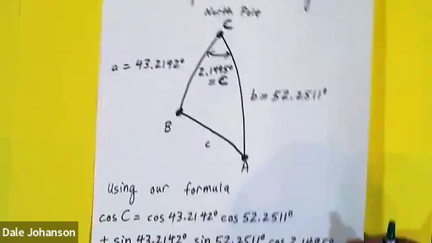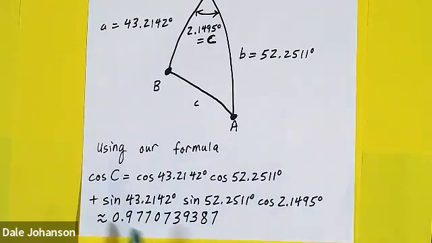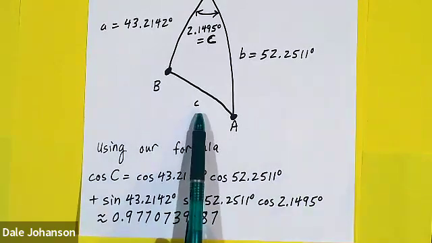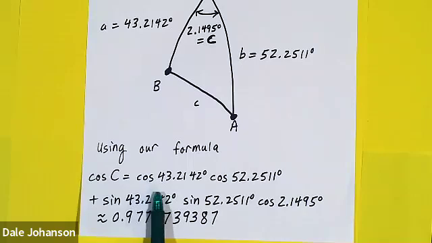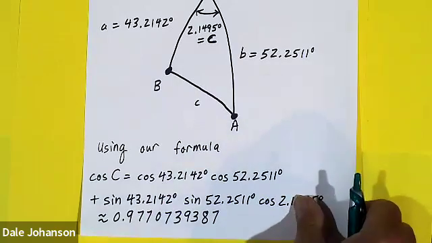Once again, we use the spherical law of cosines for sides, and we have the cosine of side C is equal to the cosine of little a times the cosine of little b plus the sine of little a, sine of little b, and the cosine of that angle, capital C. And we could see what that is. Now, we could talk about rounding and things like that, but we'll use that value that we get on our calculator.